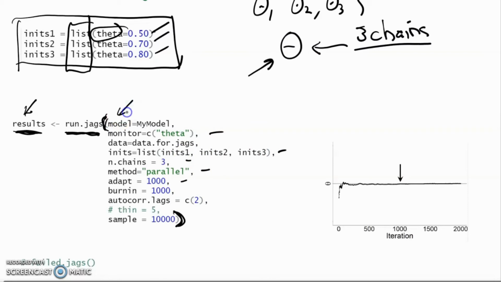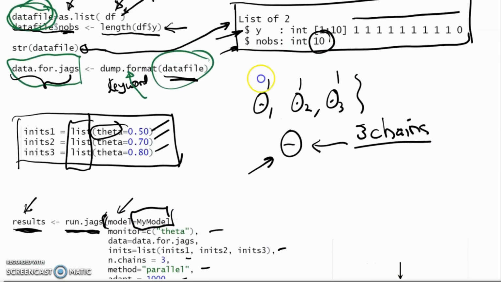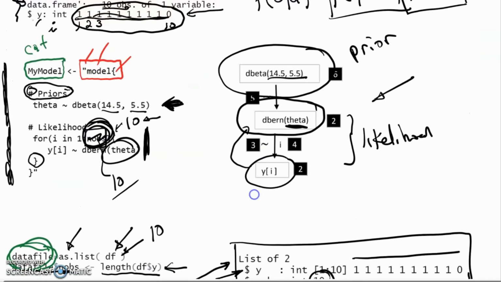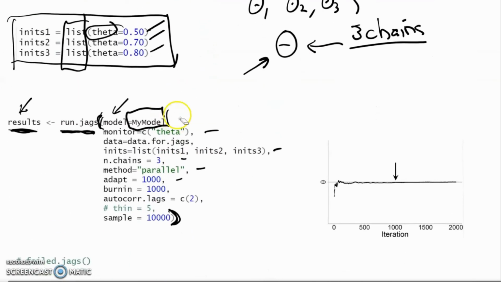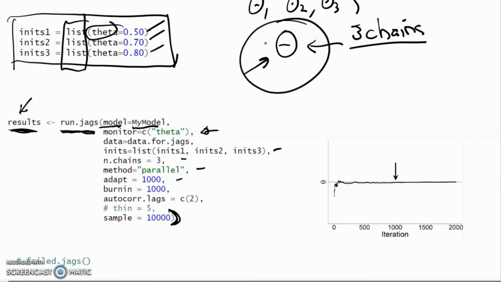Model is again a keyword. My model, where does that come from? My model comes from way up here. There's my model that was created. So the name of the model, again a keyword, is my model. What are we going to monitor? We're going to monitor theta. Theta is what we're interested in. The Bernoulli binomial parameter, the proportion of individuals that are right-handed.